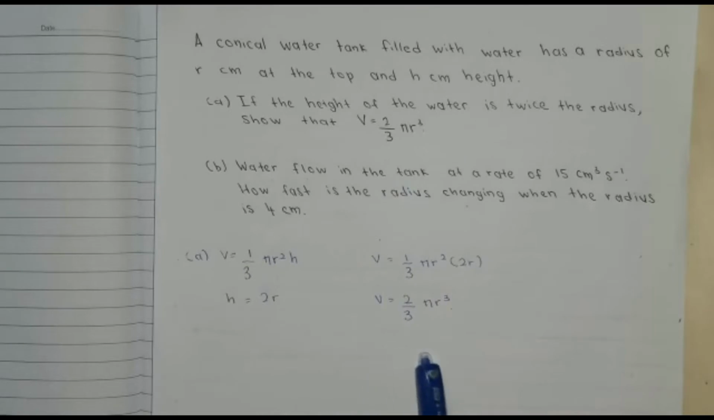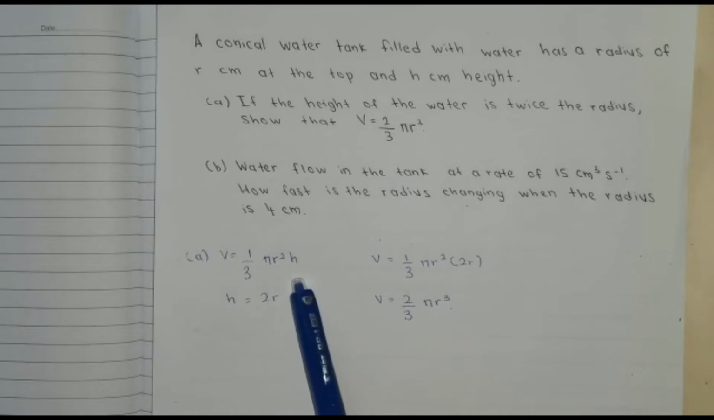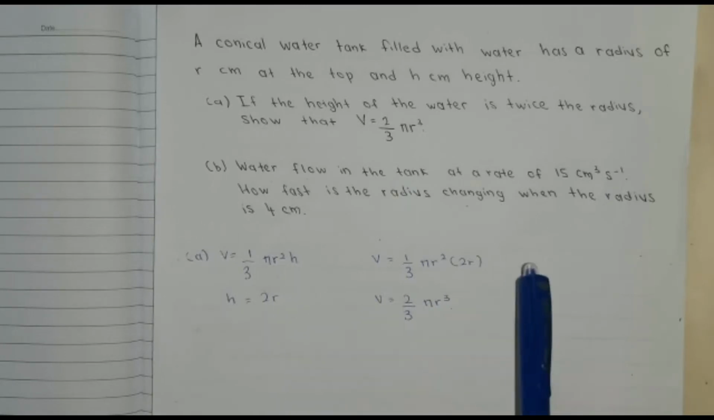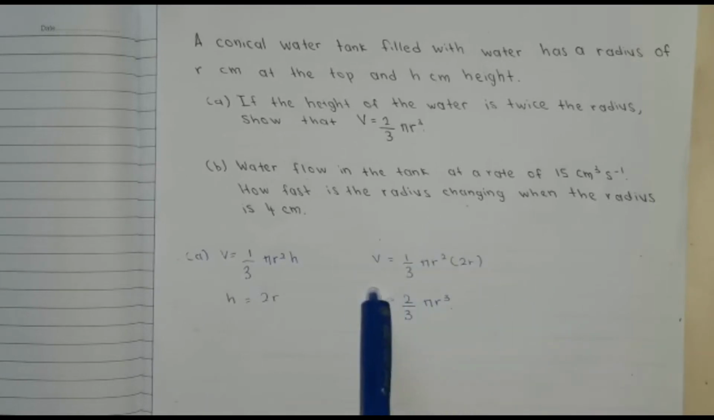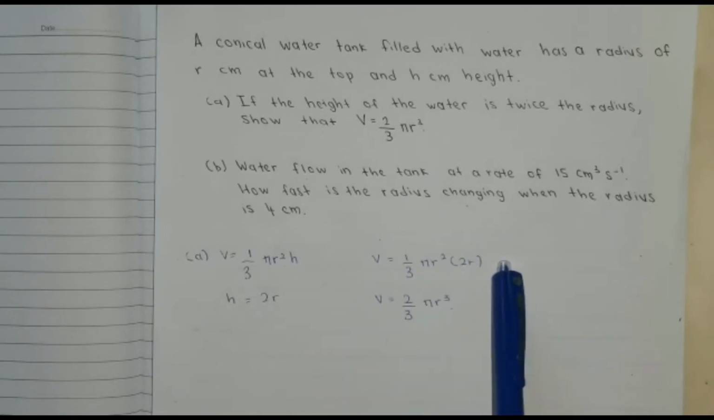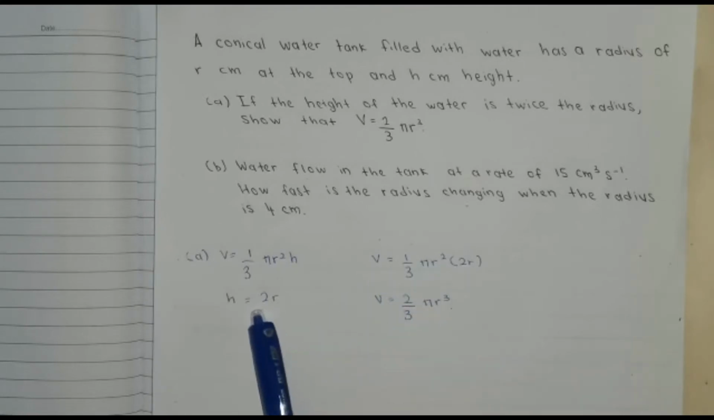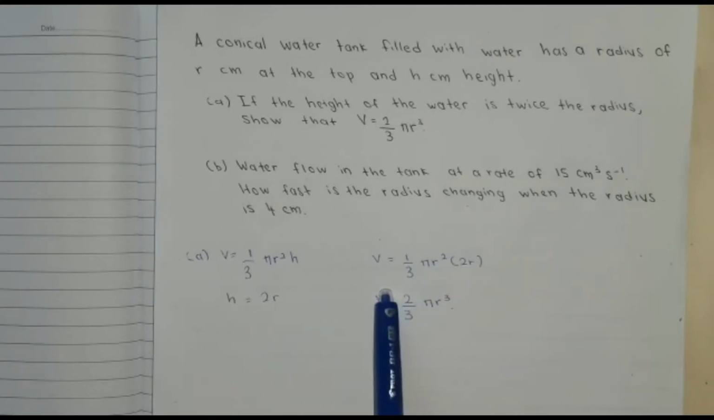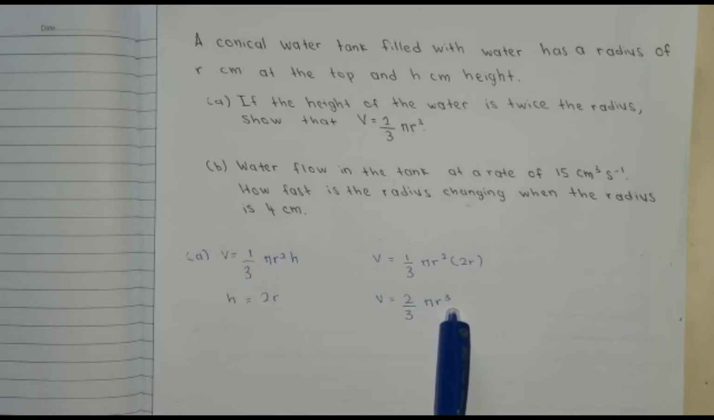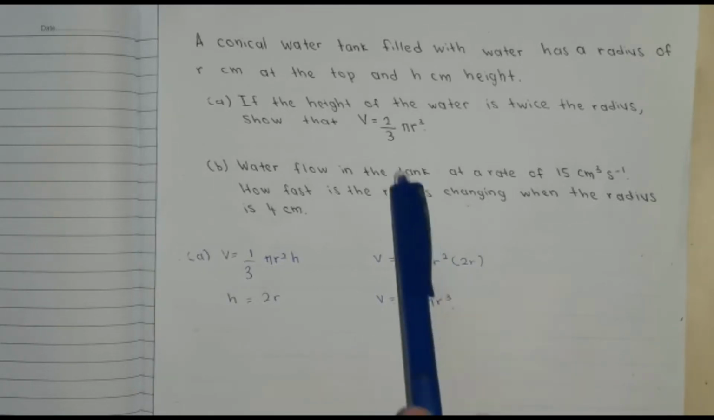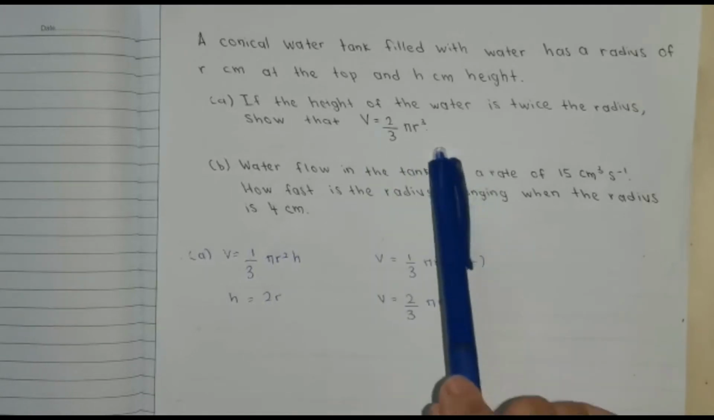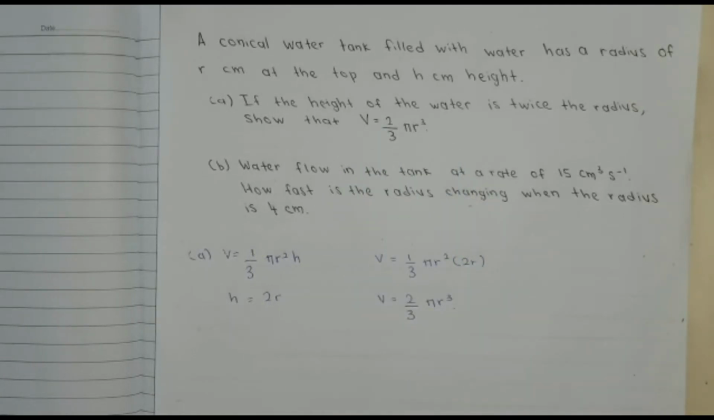To settle this question, we just replace h with 2r in the original formula for the cone volume. After that we will get the answer, which is volume is equal to 2/3 pi r cube, which is the same as the question. That's all for question A.